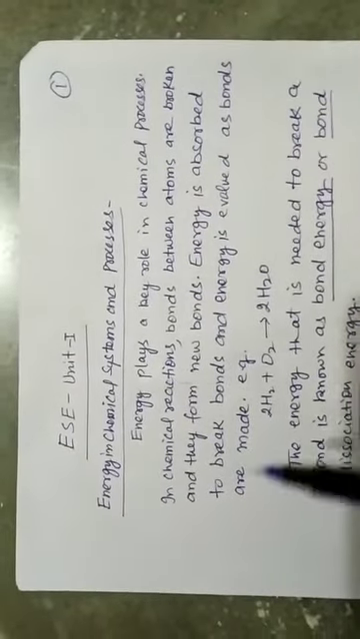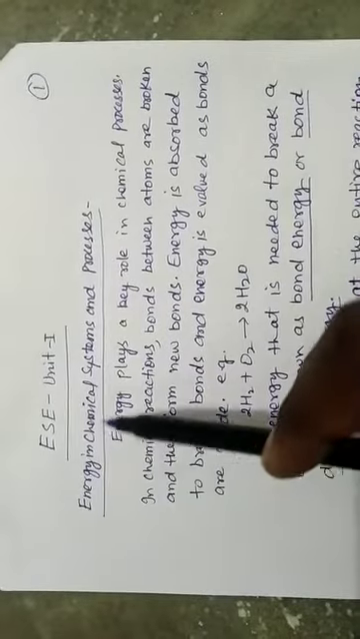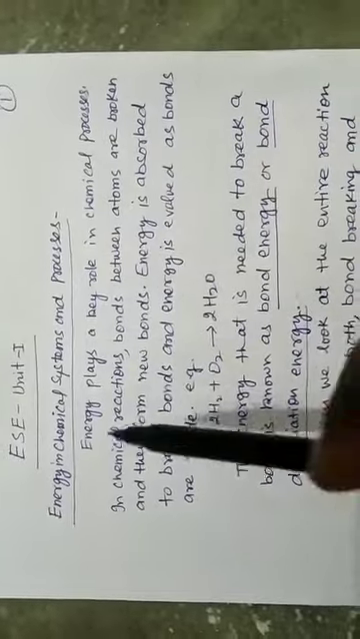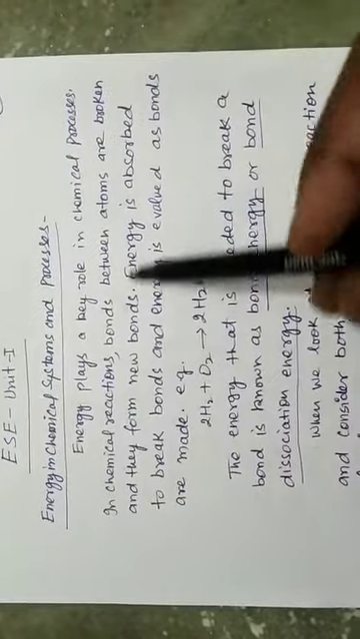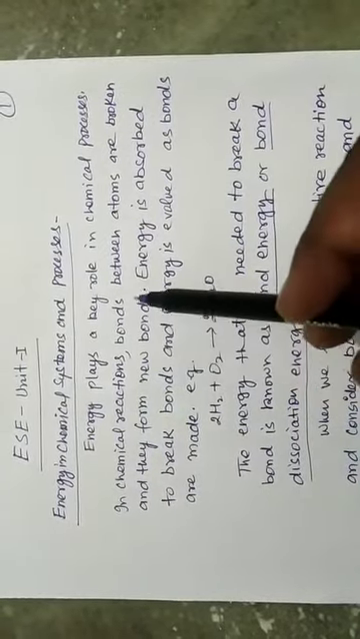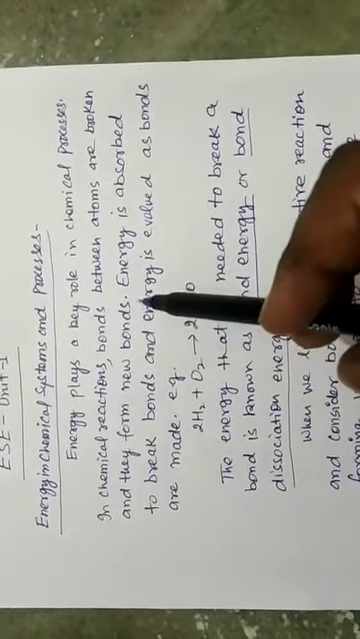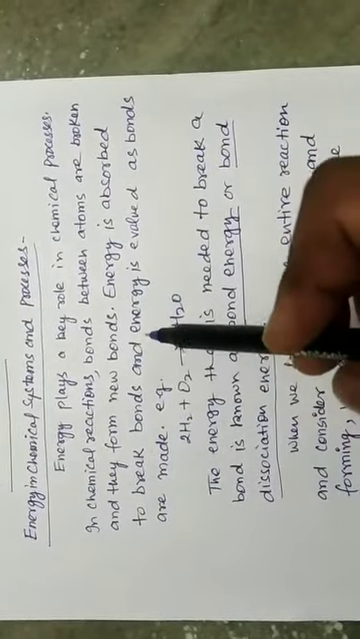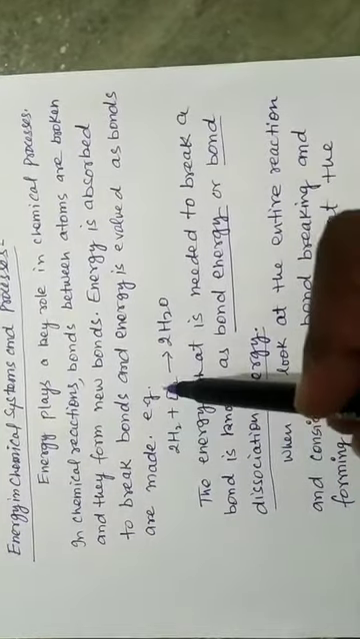Dear students, today in ESC Unit 1 we are taking the next topic, energy in chemical systems and processes. Energy plays a key role in chemical processes. In chemical reactions, bonds between atoms are broken and they form new bonds. Energy is absorbed to break bonds and energy is evolved as bonds are made.